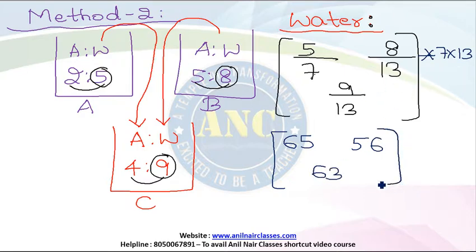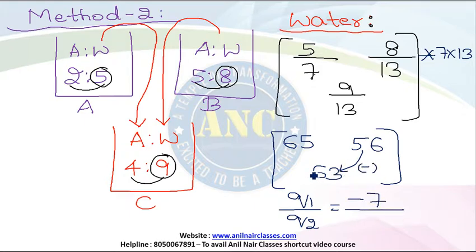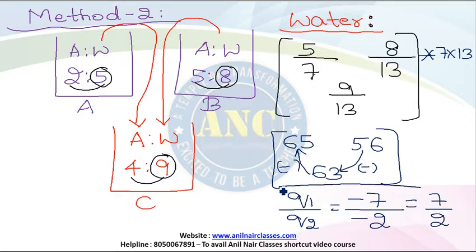If I alligate right now, the ratio Q1 by Q2 is P2 minus P, 56 minus 63, which is minus 7, divided by P minus P1, 63 minus 65, which is minus 2. Minus 7 divided by minus 2 is nothing but 7 by 2.